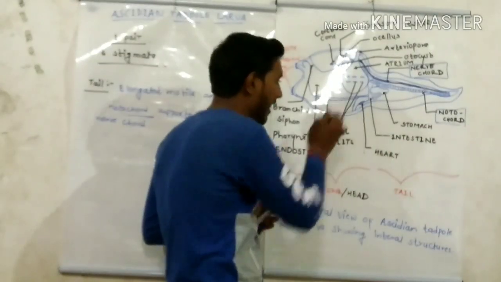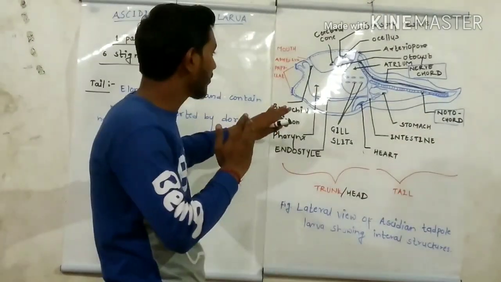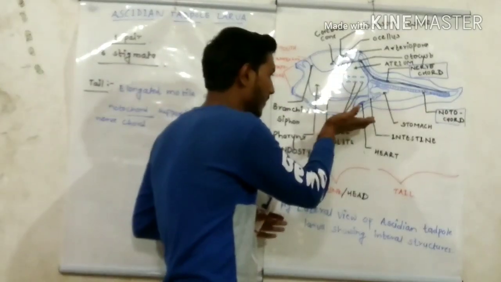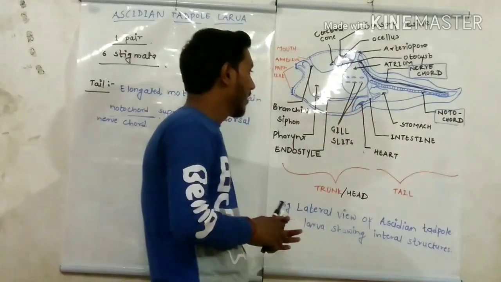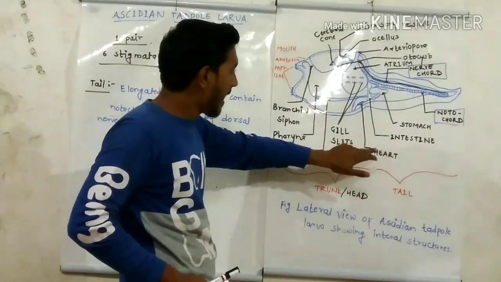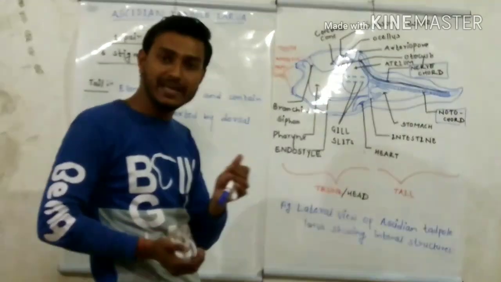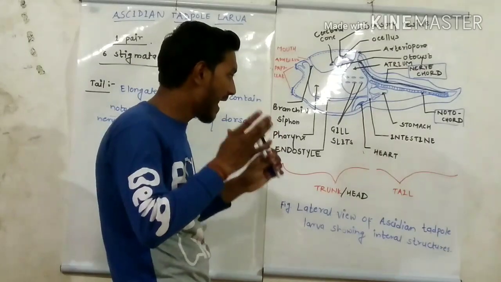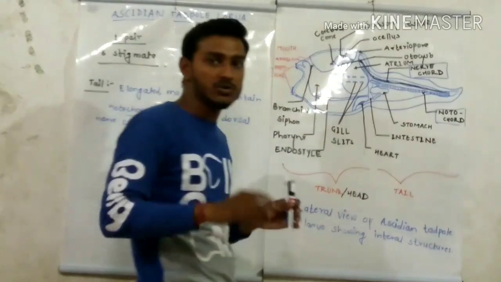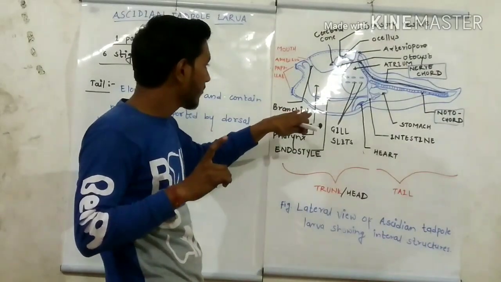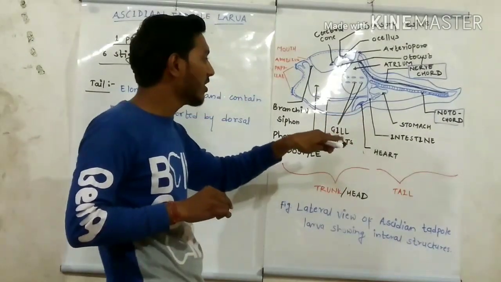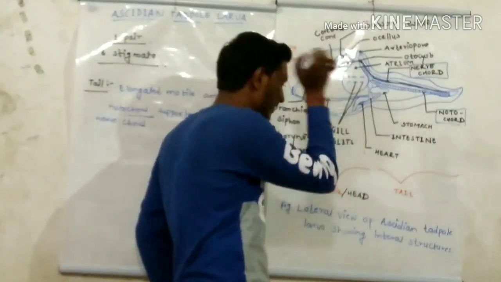This heart is present on the posterior ventral side of the trunk, and this heart is surrounded by pericardial cells. So this heart is present between the pharynx and the stomach on the posterior ventral side.